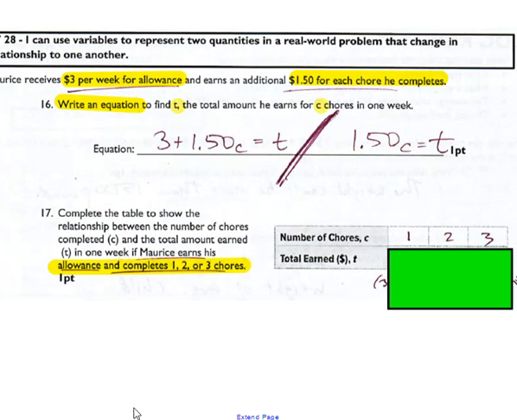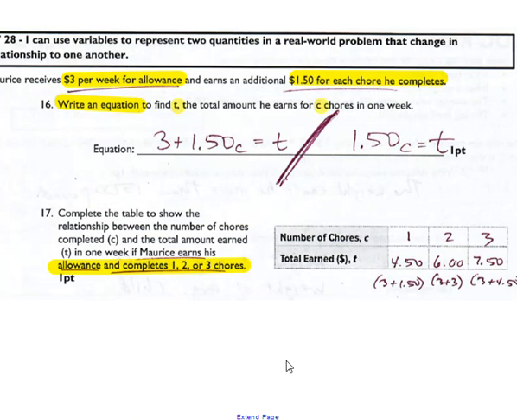Number 17, complete the table below to show the relationship between the number of chores and the total amount earned in 1 week, if he earns his allowance and he completes some chores. So you number your chores, 1, 2, and 3, and if he did that amount of chores, there's your earnings. And you can see underneath it, he gets his $3 plus $1.50. He gets his $3 plus $1.50 twice. He gets his $3 for allowance plus $4.50. You know, that's a chore 3 times, really.